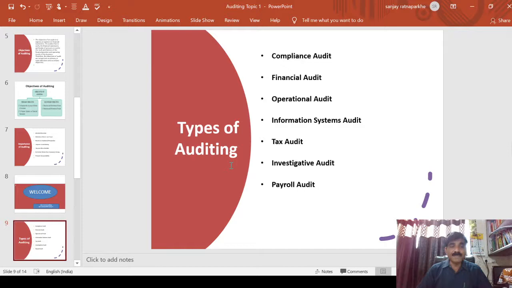Now the next type is the tax audit. Tax audit is concerned with income tax, and it is mandatory under section 44AB of the Income Tax Act 1961. There are two conditions when it is mandatory: when the turnover of the business is more than 1 crore, or for service provider organizations when their turnover is more than 50 lakhs. At that time, it is mandatory to conduct the tax audit by chartered accountants, as defined in the Chartered Accountants Act 1949.